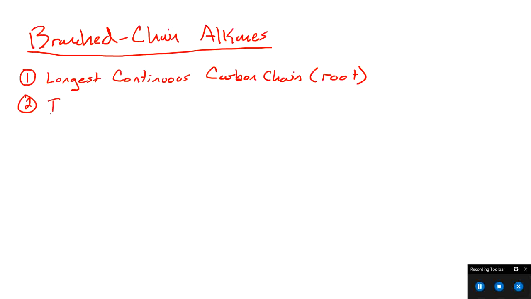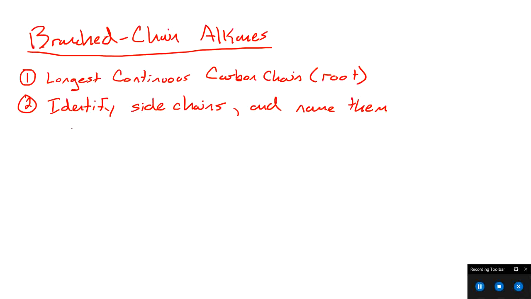Step 2 is identify the side chains, or what we also call substituent groups. Identify side chains and name them. So we use the same table from the root word, so our meth, eth, prop, but, pent, hex, to name our substituent groups as well.